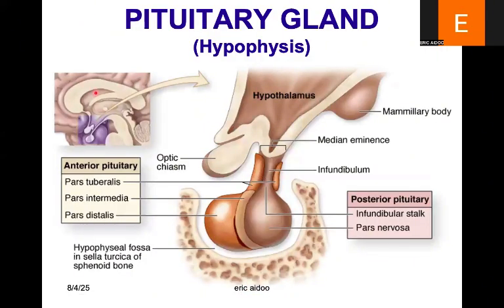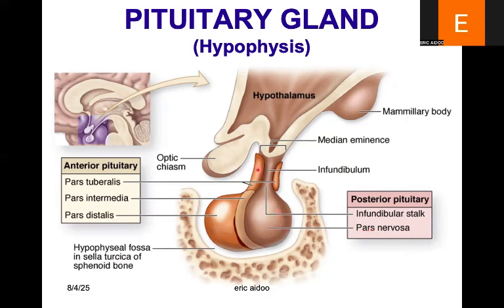Look at that. So this is a picture of the pituitary gland. That is the hypothalamus. That is the median eminence. And that is the infundibulum or the infundibular stem. Okay. And then it leads to this bulging component. That is the pars nervosa. Okay.